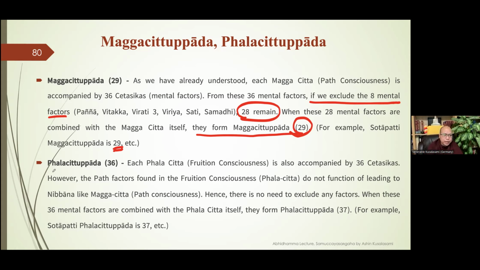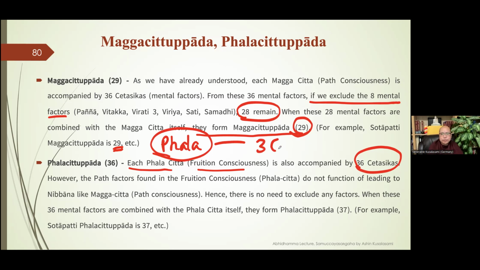And Phala Cittuppada, because it is almost the same. Each Phala Citta, fruition consciousness, is also accompanied by 36. So Phala is the base, and 36. However, the path factors found in the fruition consciousness, Phala Citta, do not function to lead to Nibbana like Magga Citta, path consciousness. Hence, there is no need to exclude any factors.